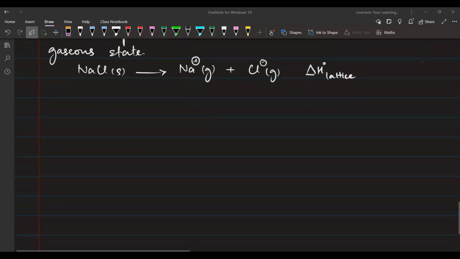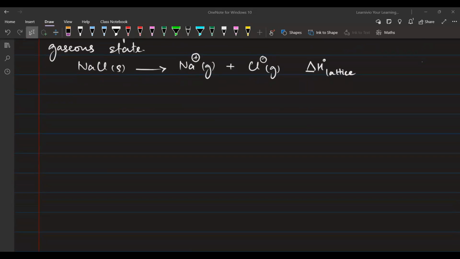One way of getting Na positive and Cl negative gaseous ions is through NaCl. We can also get Na positive and Cl negative if we suppose we have a sodium atom in solid state, and we turn it into gaseous state. This would require the enthalpy of sublimation, delta H naught. We have sodium solid and we are converting this to sodium gas, so this will require enthalpy of sublimation.